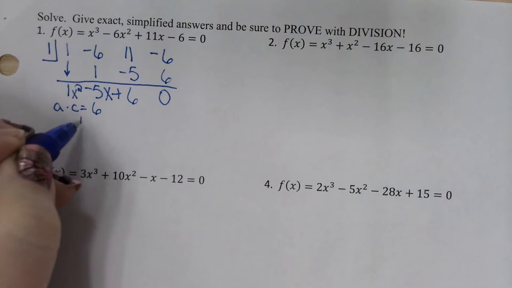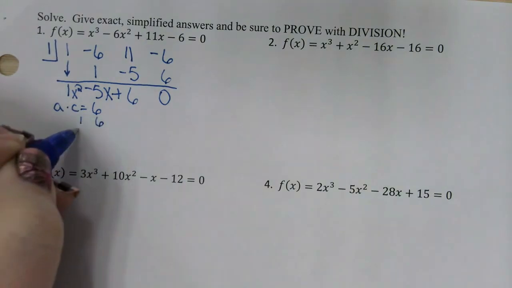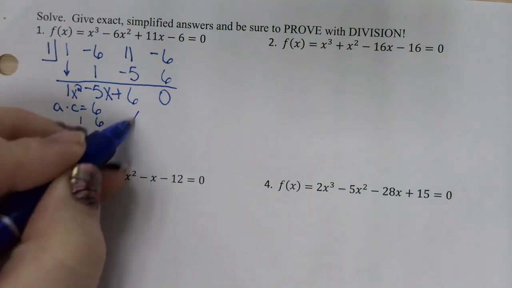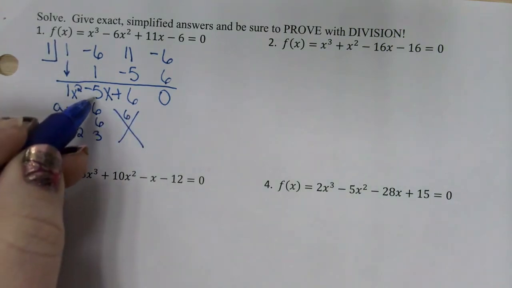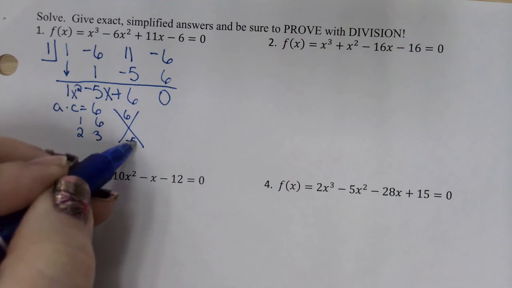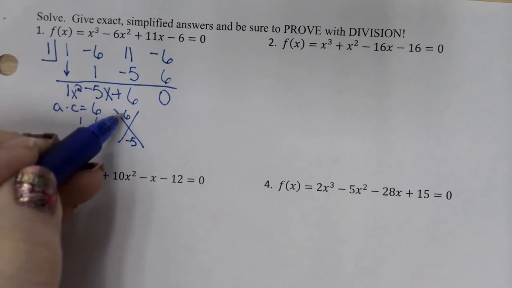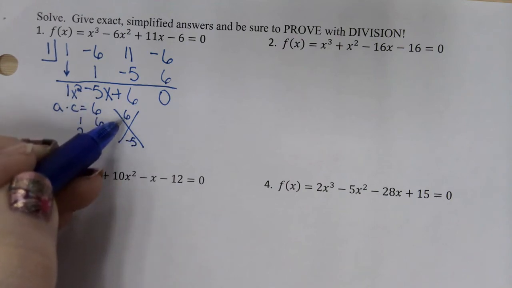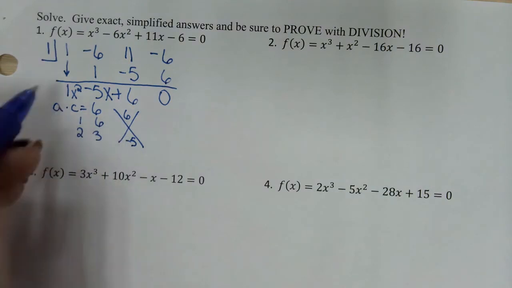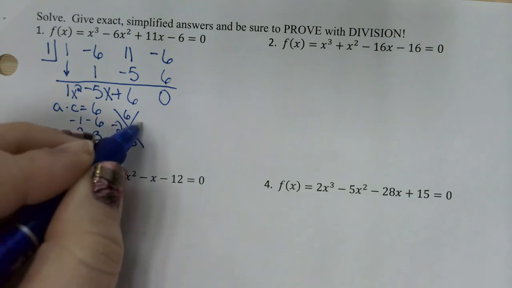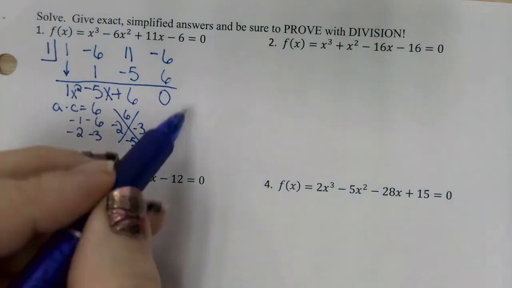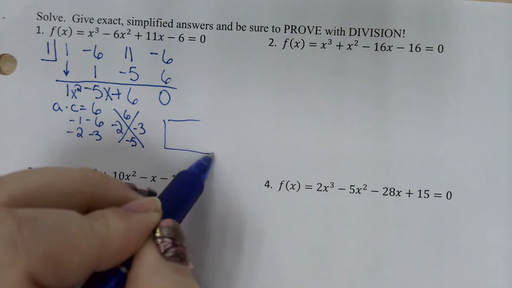So a times c is 6, 1 and 6, 2 and 3. Factors of 6, and we want it to add to equal negative 5. That means I need to have either 2 pluses or 2 minuses. If I want it to add to be a negative, I want to go with 2 negatives. So negative 2 and negative 3. Toss it into my box.